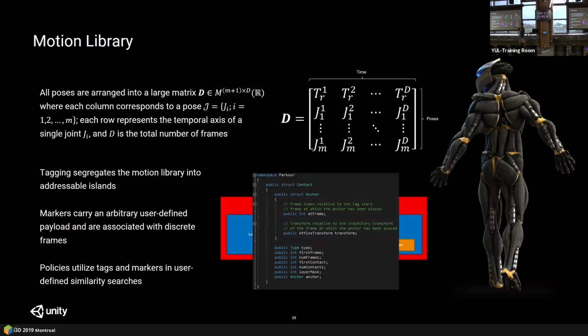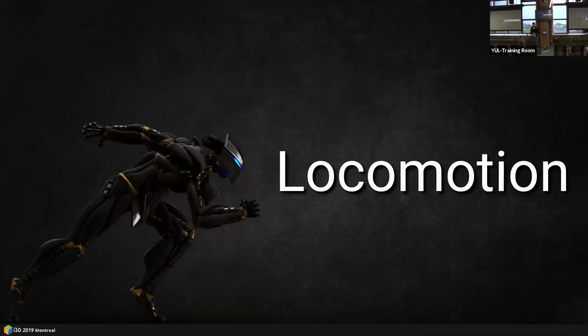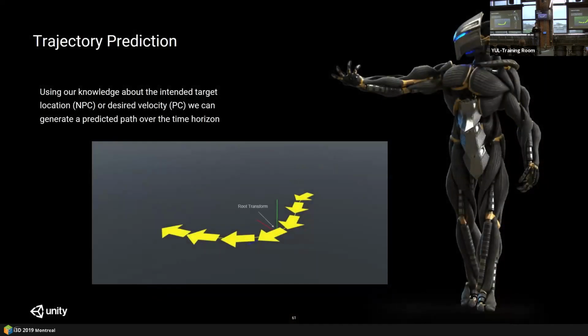I can have an entire struct where, for example, I have a transform that indicates the surface normal of a contact that my character performs at this particular frame. And all of this goes into my similarity search, or can go into my similarity search. I have an example of that in a second. So let's very briefly look at locomotion. It's the trivial case, basically.